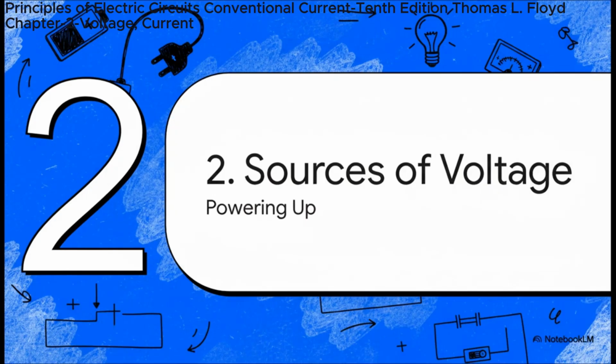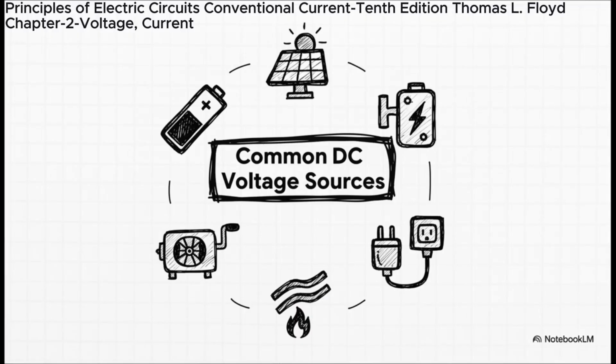Okay, so if voltage is this potential energy, where does it come from? I mean, what are the real-world things that act like that water pump, creating the electrical pressure we need in our circuits? Let's take a look at some of the most common sources. Here are a bunch of the usual suspects for direct current, or DC, voltage. Now, what's really important to remember is that these devices don't create charge. The charge, the electrons, they're already hanging out in the wires. All these sources do is provide the energy to get those charges moving.